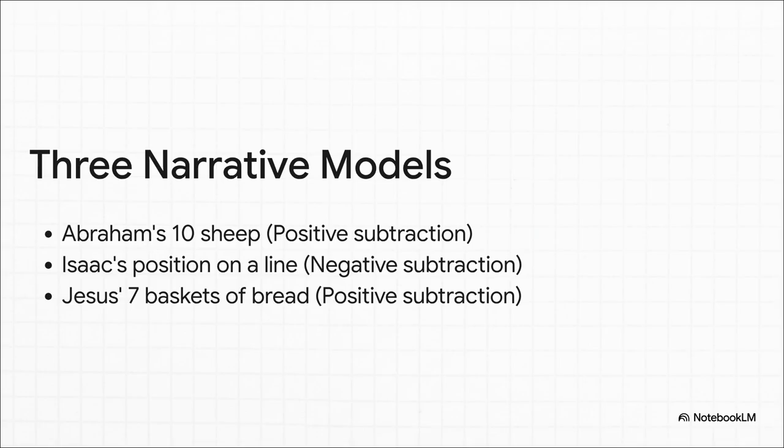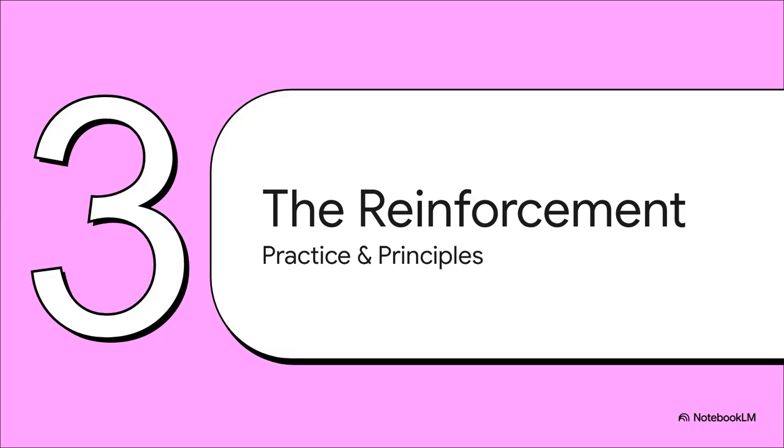So you can see the pattern, right? The lesson gives three different stories. Two of them are really straightforward, just subtracting positive numbers, like Abraham's sheep or Jesus' baskets of bread. These act like familiar bookends for the really difficult concept in the middle: Isaac subtracting a negative number while on a number line.